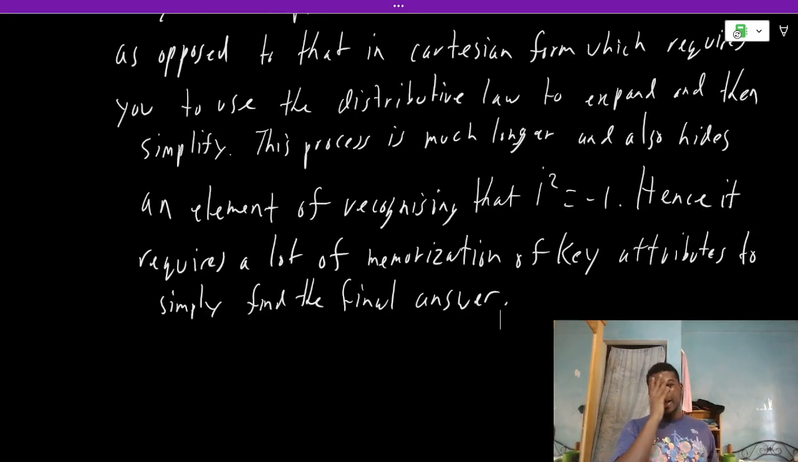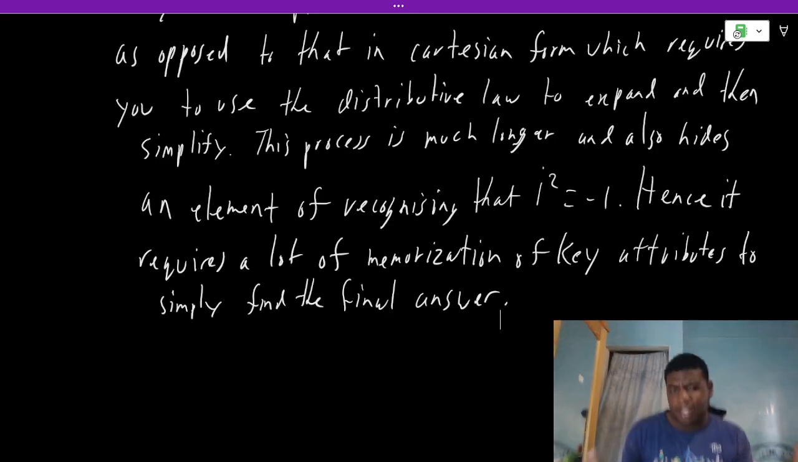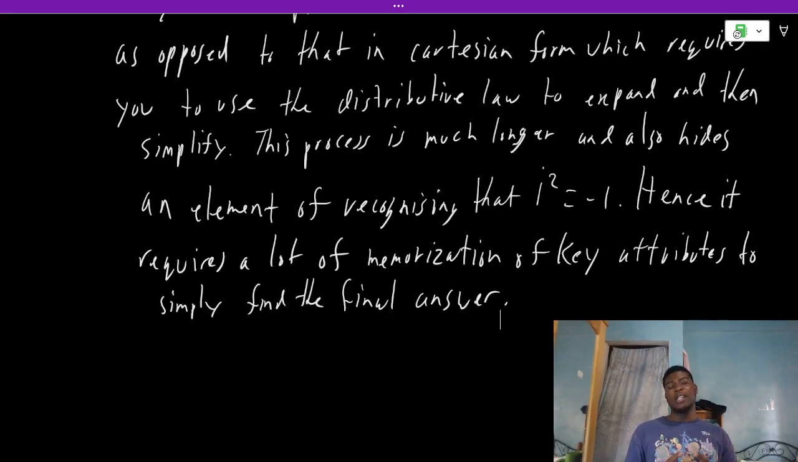Yeah, because there's only two things you need to remember. With the distributive law, you have to multiply this product by this product plus this product by this product. And then when you get i squared, you remember that i squared is -1, so now it's a minus, and then you can simplify. That's a long process. So polar form is advantageous. That's why we learn about it.